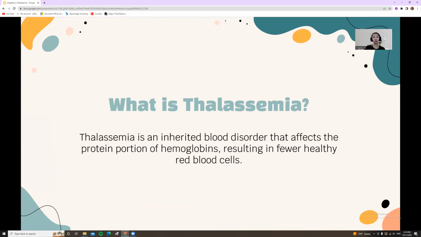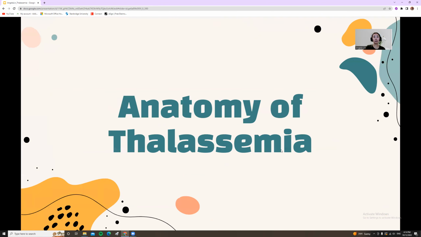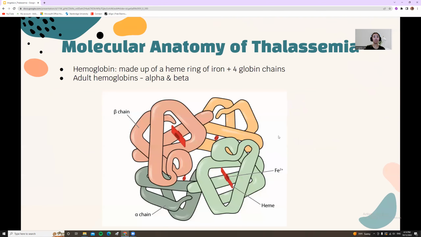So what is thalassemia? Thalassemia is an inherited blood disorder that affects the protein portion of hemoglobins, resulting in fewer healthy red blood cells. The anatomy of thalassemia. So normally a hemoglobin is made up of four globin chains. Each is bounded to a heme group made up of iron. Adult hemoglobins, also known as hemoglobin A, are made up of two alpha and two beta globin chains.